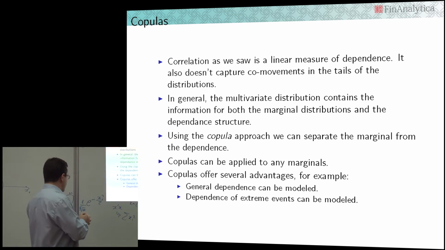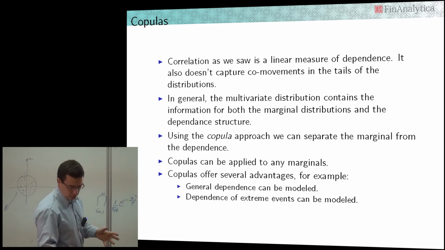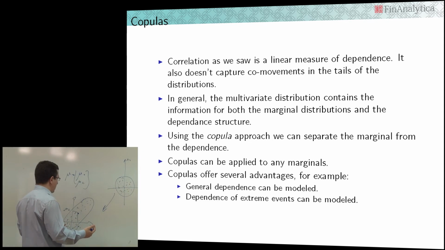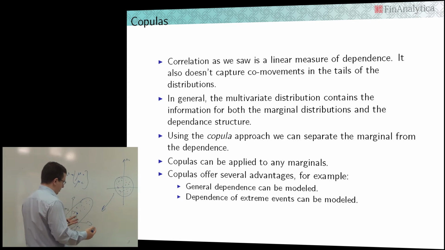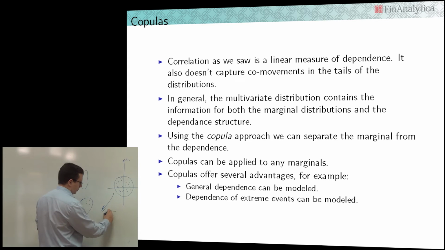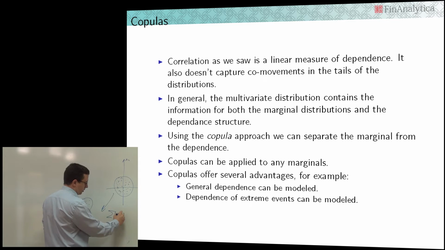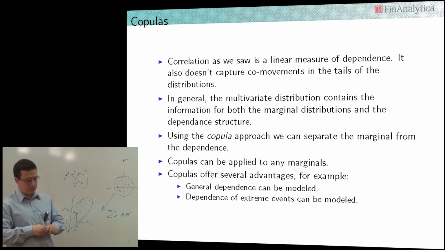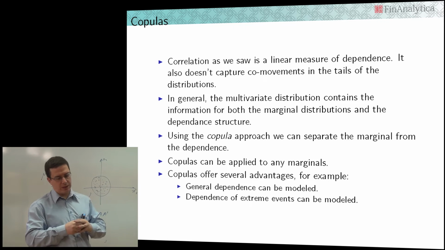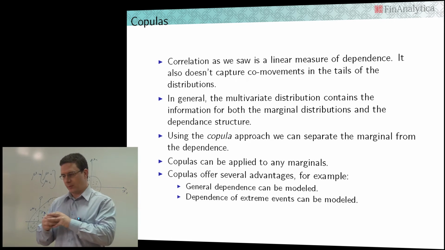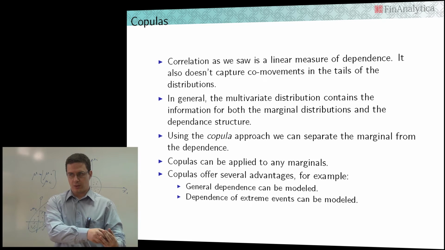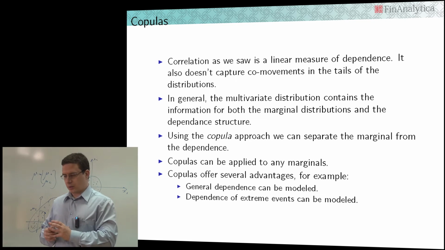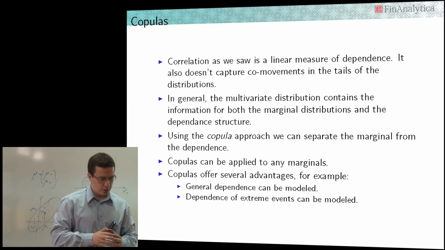Now, of course, the main component of the multivariate Gaussian distribution is the covariance matrix, which was A times A prime. Now, the covariance matrix, as we saw, is not really a measure of dependence, it's a measure of linear dependence. And this kind of leads to certain issues with correlations.